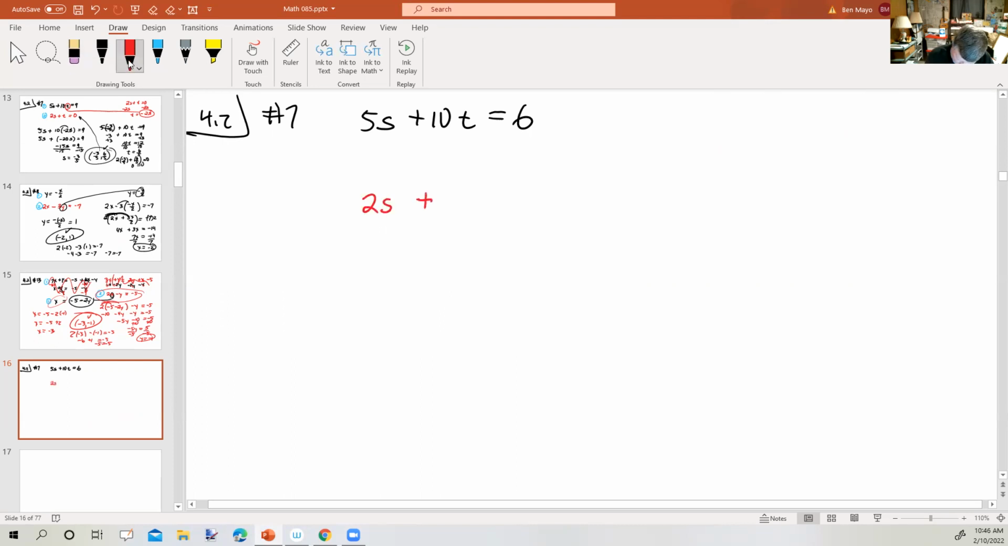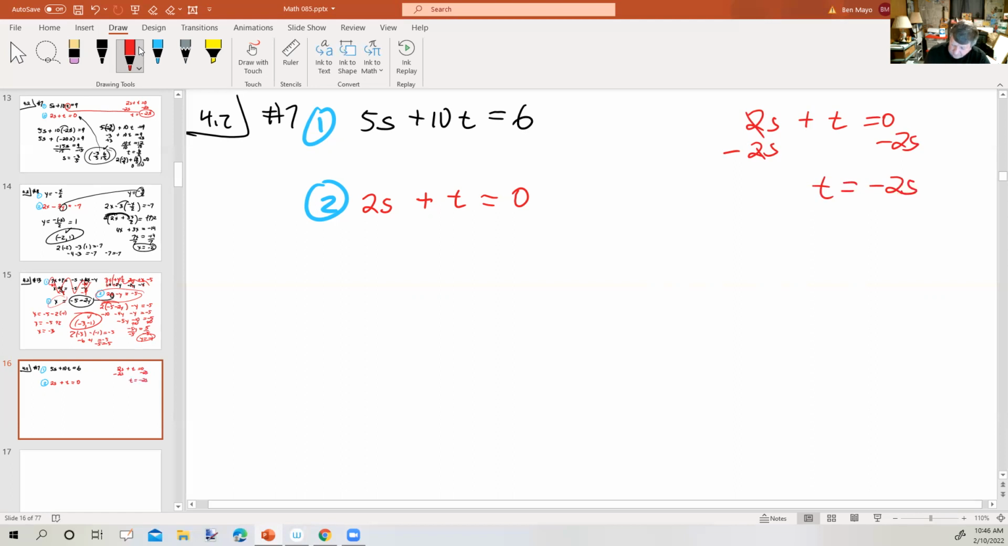2s plus t equals 0. And we'll call this equation 1 and equation 2. I'm going to go ahead and solve equation 2 for t because it's the easiest move. I'm going to subtract 2s from both sides. So t equals negative 2s. I've solved one of the equations for one of the unknowns. I'm going to take the result and replace t in the other equation.